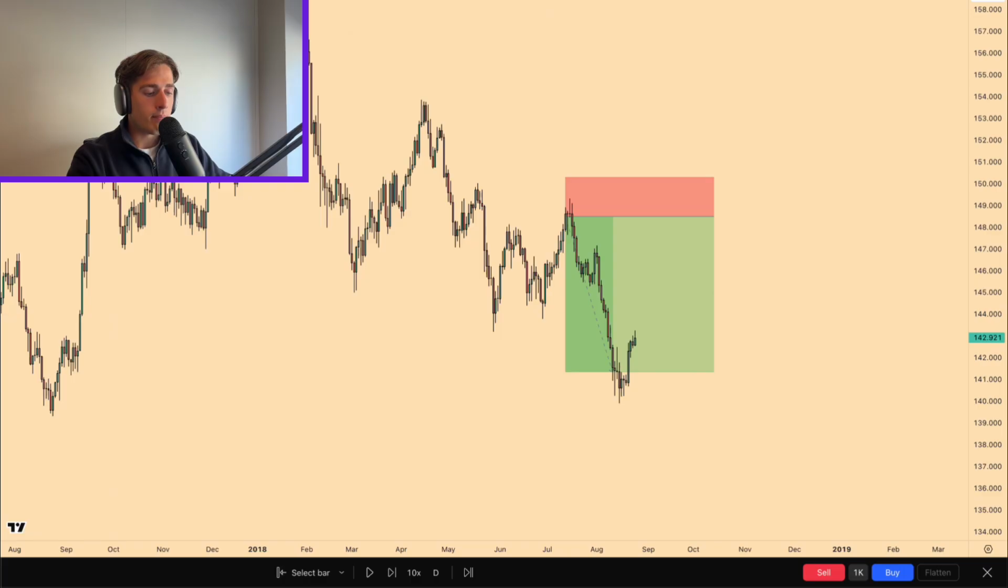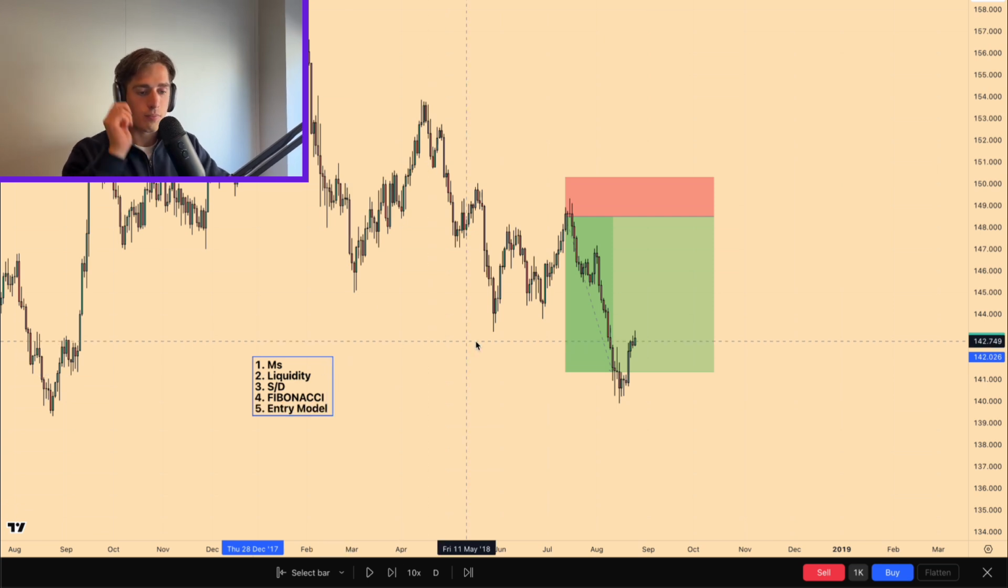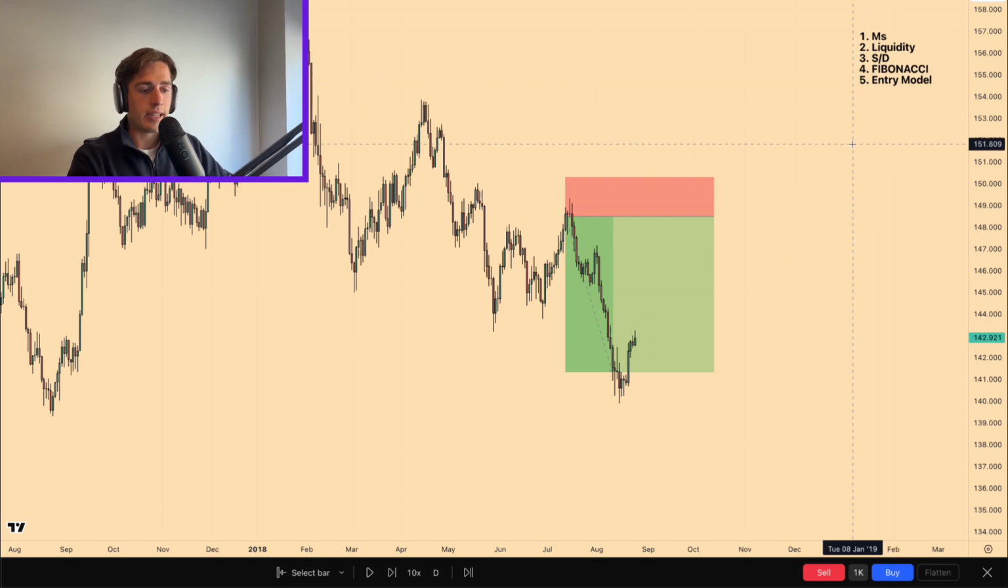Now, how do we actually use this tool in combination with all these other different confluences that we like to use? Myself, I personally love trading with supply and demand, market structure, and liquidity. So that's exactly what I'm going to do here for you guys today. The main confluences that I tend to use are number 1, MS, which I'm going to be calling market structure. Number 2 is liquidity. Number 3 is S&D, also known as support and resistance, supply and demand, or fair value gaps. Number 4 that I like to use is the Fibonacci. And number 5 is pretty much just an entry model in itself. So these are the 5 confluences that I'm going to be using here today on my chart. I'm going to be running you through them all one by one.